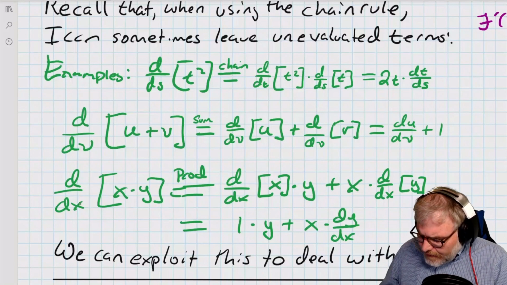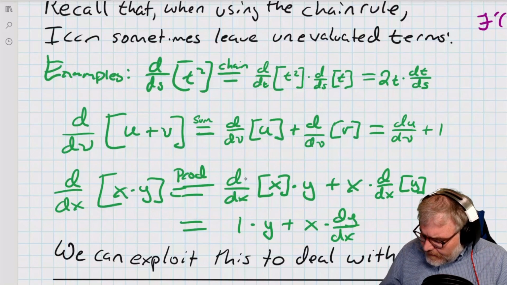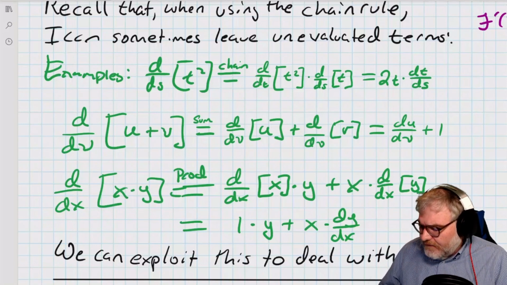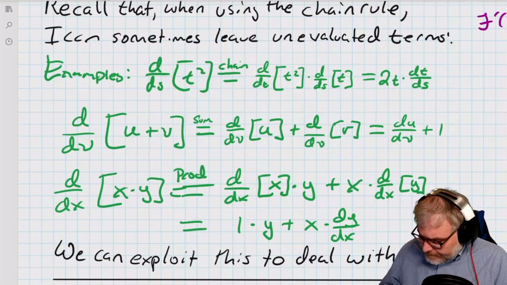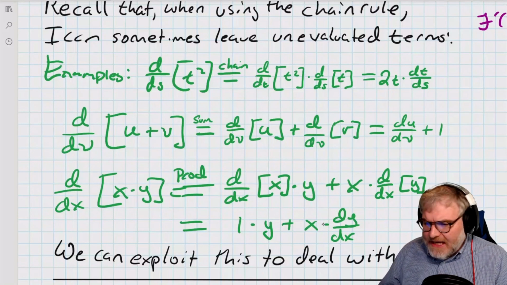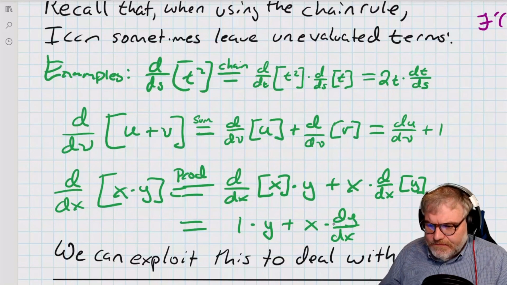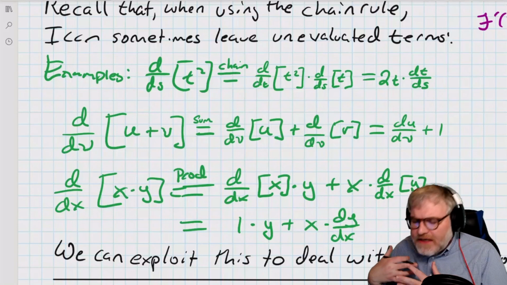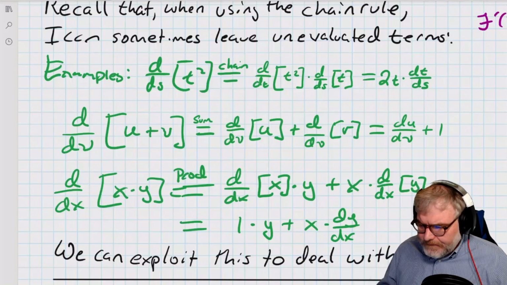And I can do here the product rule. D over dx of x times y is going to be the derivative with respect to x of the first times the second plus the first times the derivative of the second. This is going to be a 1. This right here is going to be an x, and here I've got an unevaluated dy over dx. Okay, and I can leave that as just y plus x times dy over dx. So that's the big deal with the chain rule. Remember, I can have unevaluated terms in my derivatives.